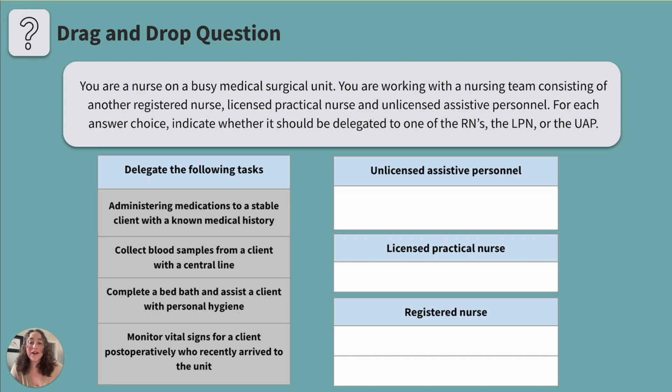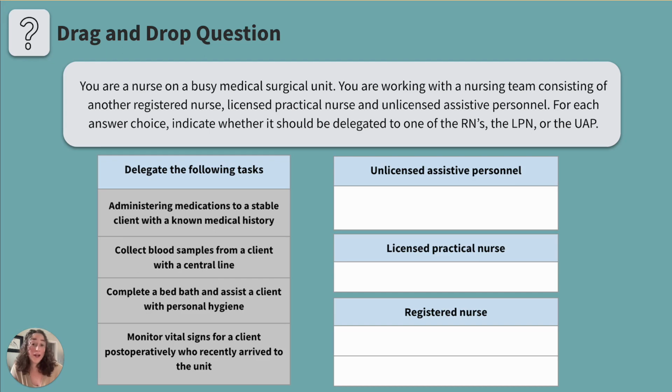Okay, let's review. First up, administering medications to a stable client with a known medical history. When considering delegation, do you know if an RN, LPN, or a UAP should complete this skill? Well, let's break it down. Administering medications cannot be completed by a UAP, so we know it must be the LPN or an RN. Let's make a note that this could be completed by either and consider the other choices before deciding on this one.